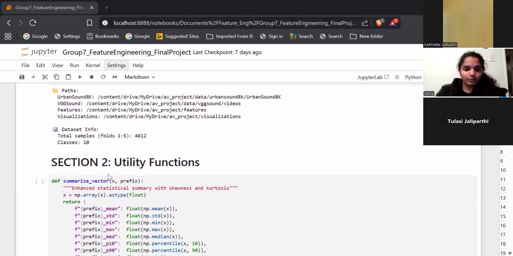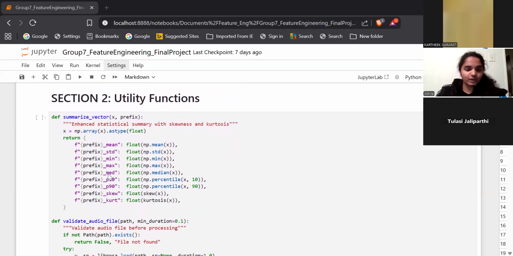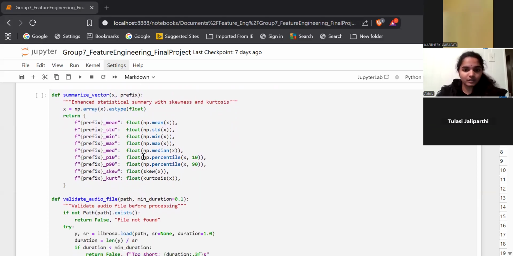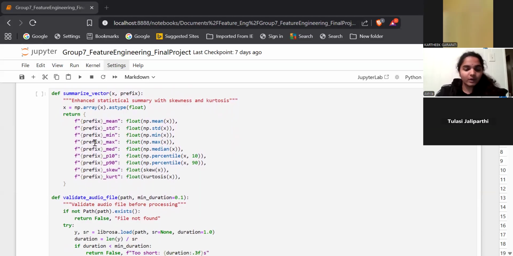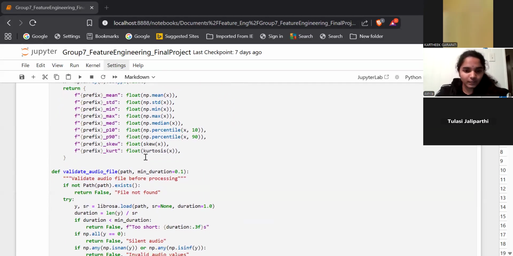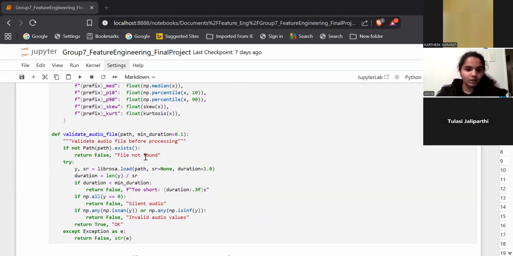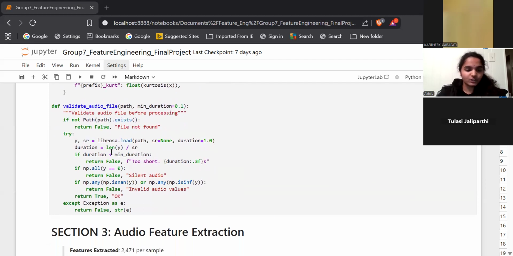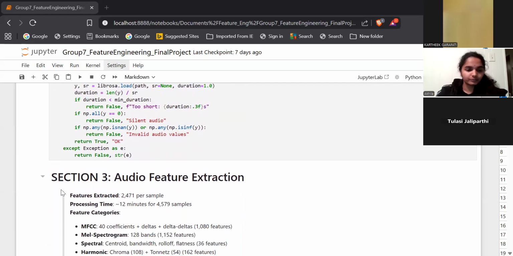Coming to the utility functions, the most critical is summarize vector, which converts the variable length sequence into fixed length statistical descriptors. We also implement validate audio file, which checks for silent audio, extremely short clips, and invalid values. So coming to section 3, audio feature extraction and insights.